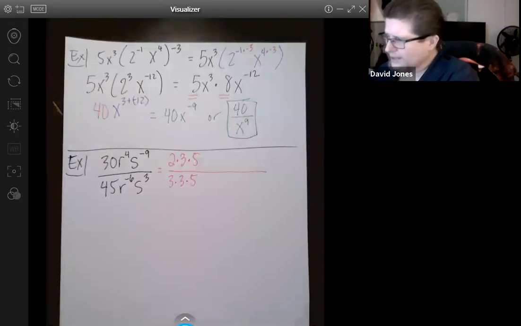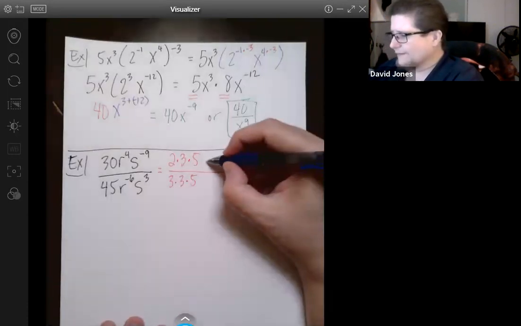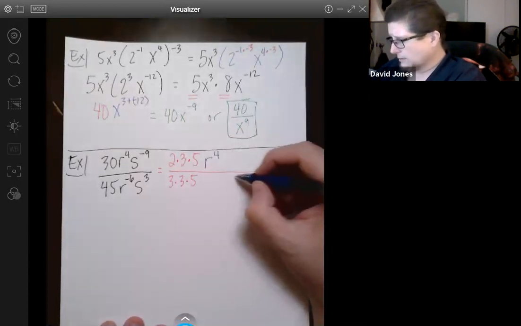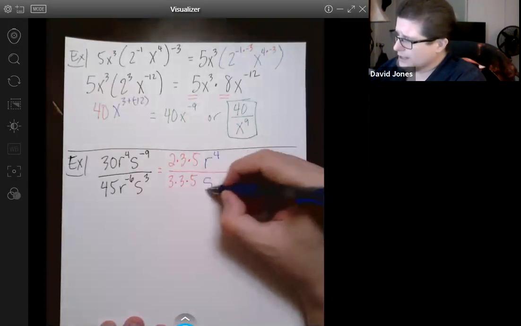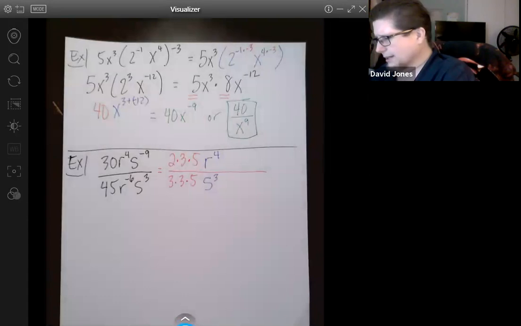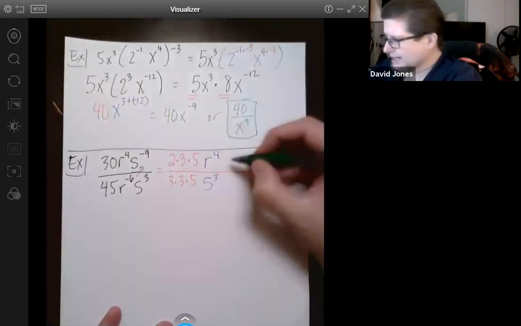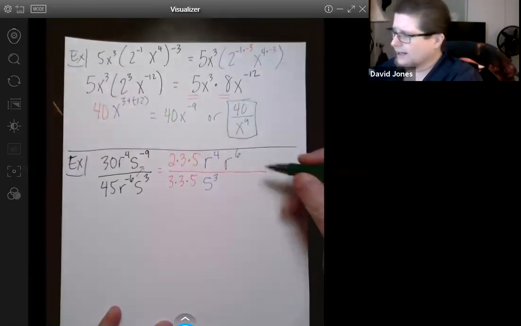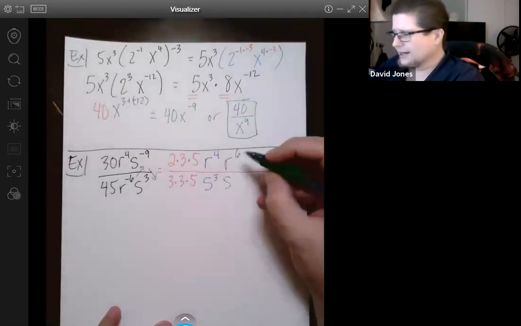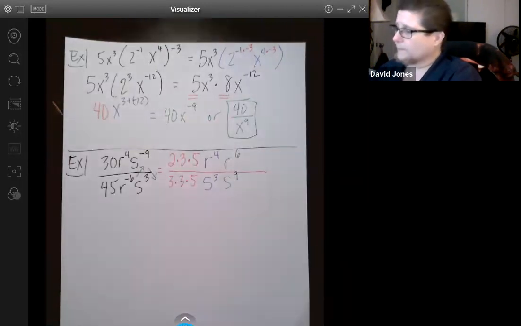And what I'm going to do here is move everything with a negative exponent to the other side. And things with a positive exponent, I'm going to leave where they're at. So the r to the 4th power and the s cubed stay on their respective sides of the fraction. I'll move r to the negative 6 up and make it positive. I'll move s to the negative 9 down and make it s to the 9.